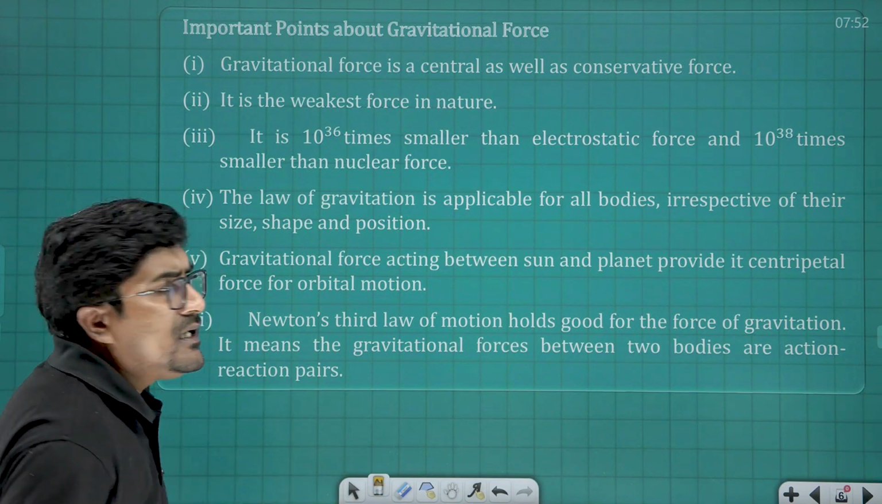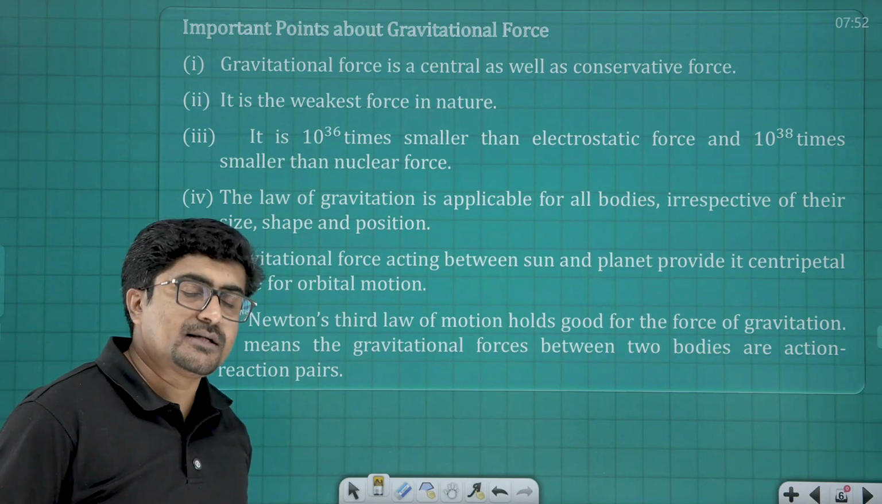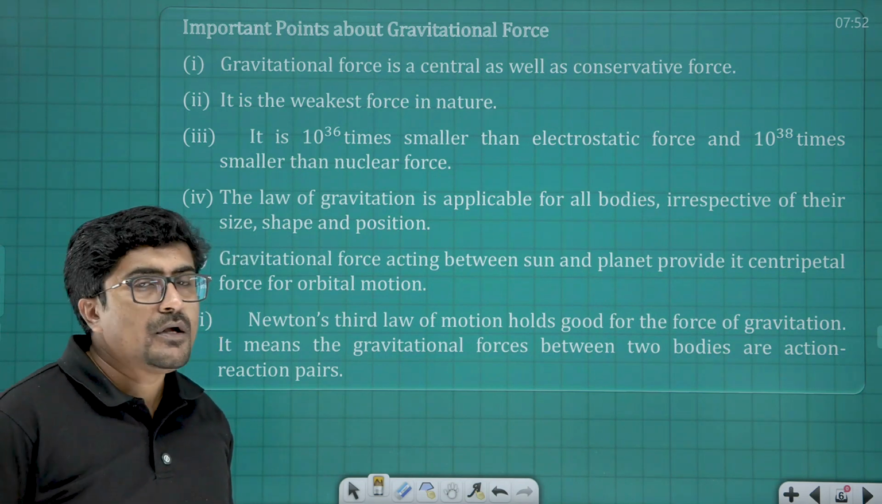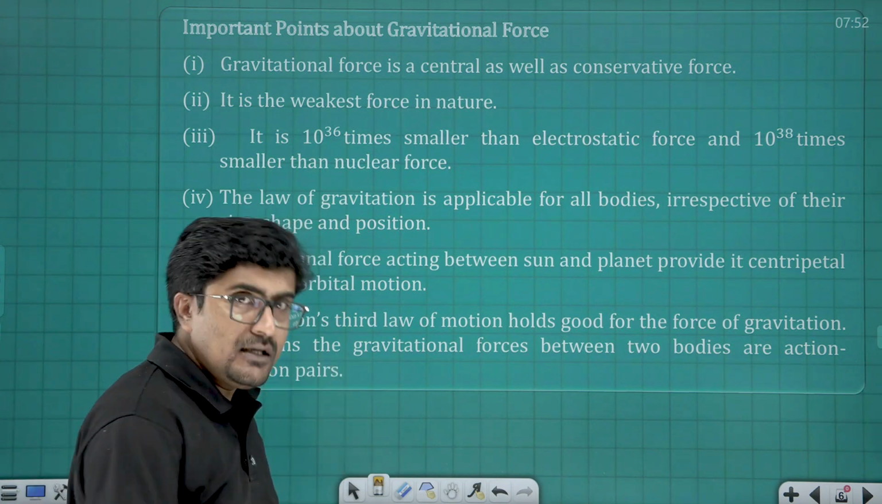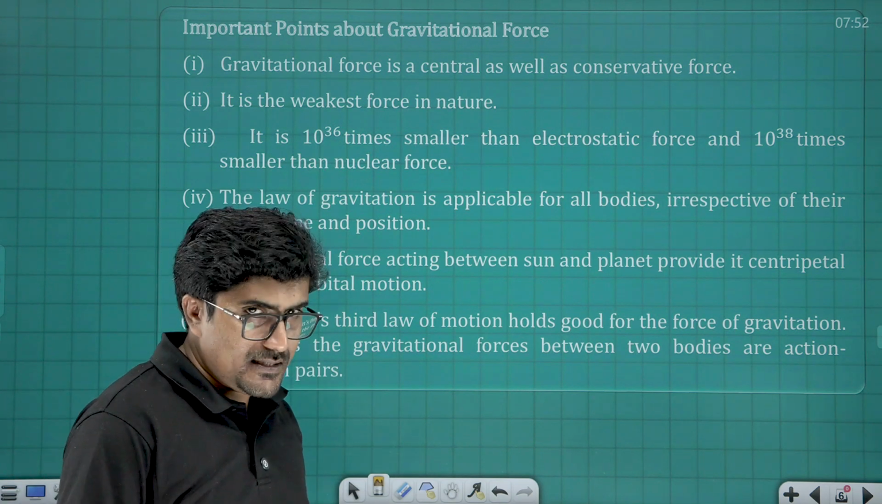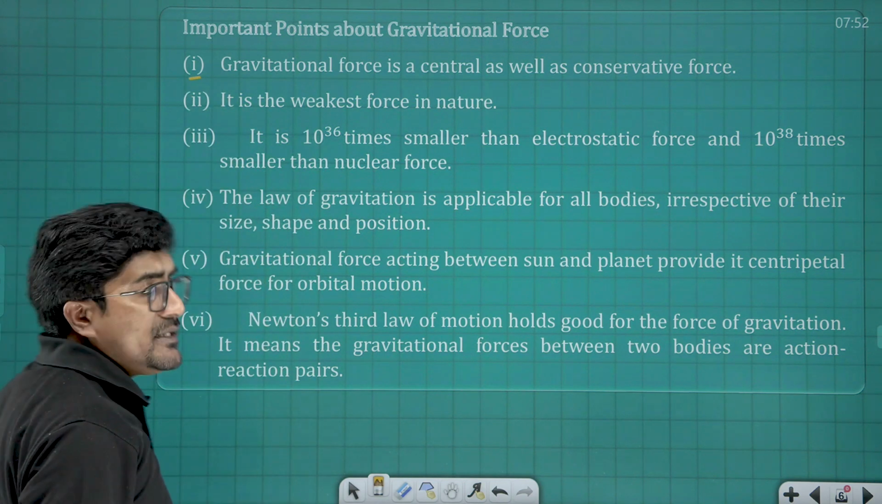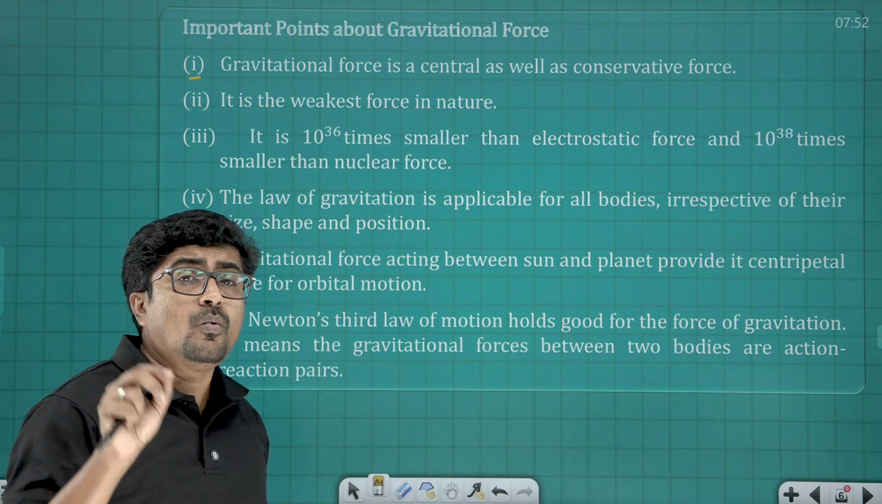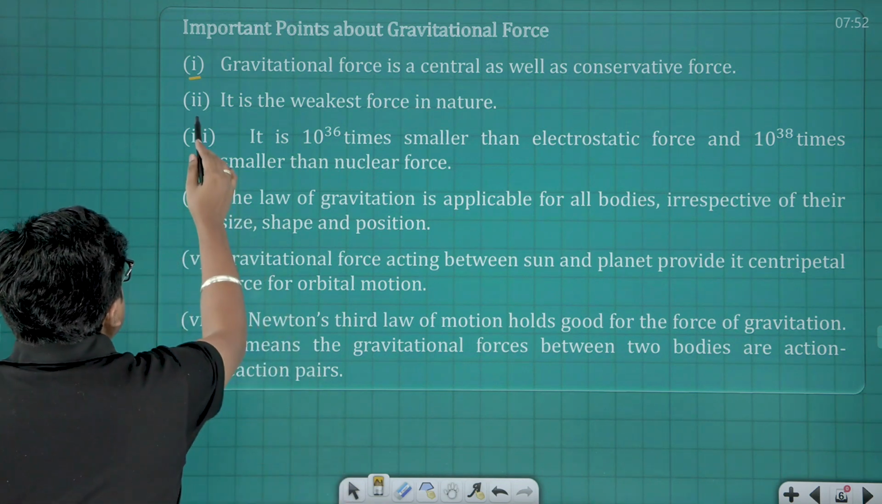The first one is, gravitational force is always a central force and it is conservative. Nuclear force of attraction is a non-central force, but here it is a central force and that is a conservative force. That is point number 1. And second one is, it is the weakest out of all the 4 fundamental forces.